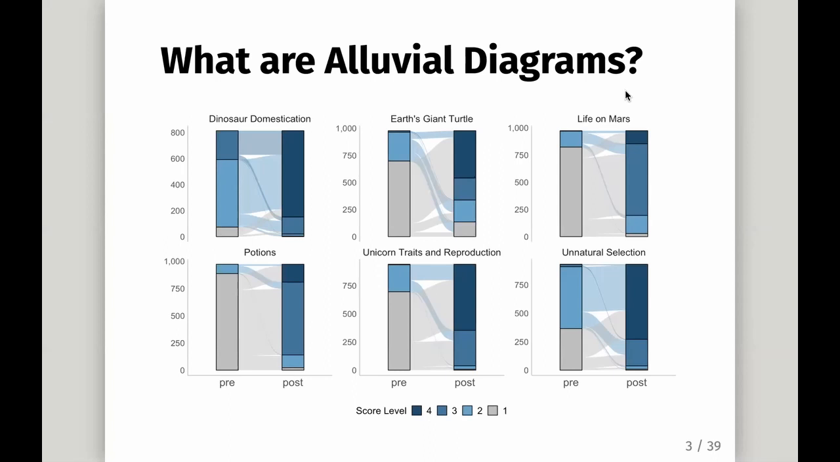My quest to understand alluvial diagrams was born out of a real world question. My manager asked me to make some graphs that showed the movement of students from their score level in the pre-unit assessments to the end of unit assessments. He just said, go ahead and make these graphs. He didn't tell me how to do them. He just sent me out there. It took me a couple of days to actually figure out how to make these graphs and make them look good. So hopefully I'm here to save you time on that.